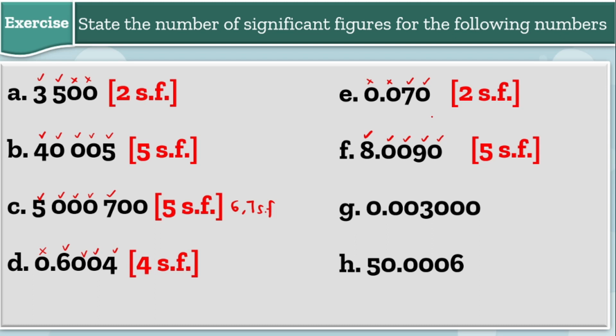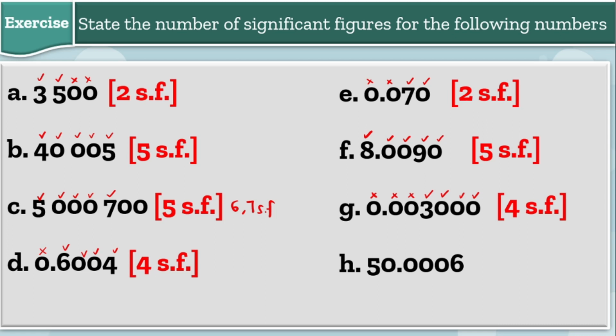Okay, for the G, 0.003000. So how many significant figures are here? This is not counted, remember? It is the zero digit before the first non-zero digit. So it is not counted. This 3 is definitely counted, and the zeros after it are counted because they are at the end of a decimal. So altogether, there are 4 significant figures.